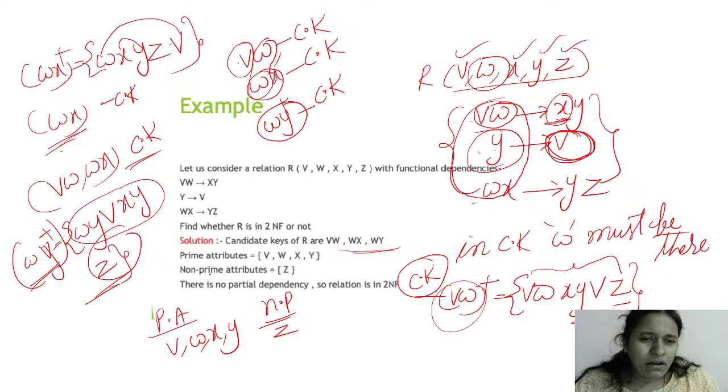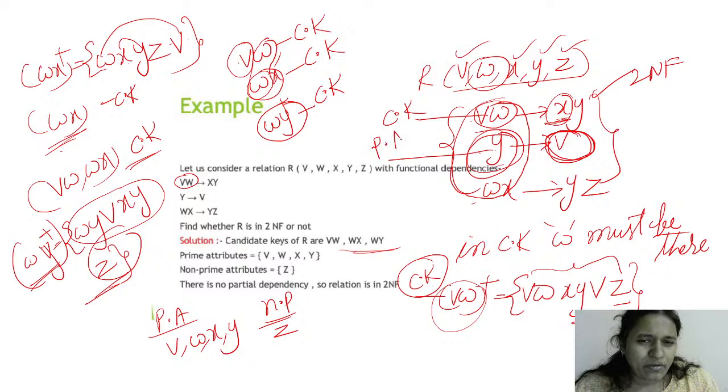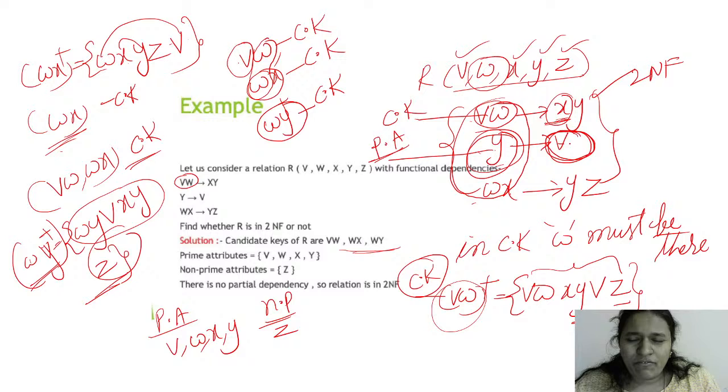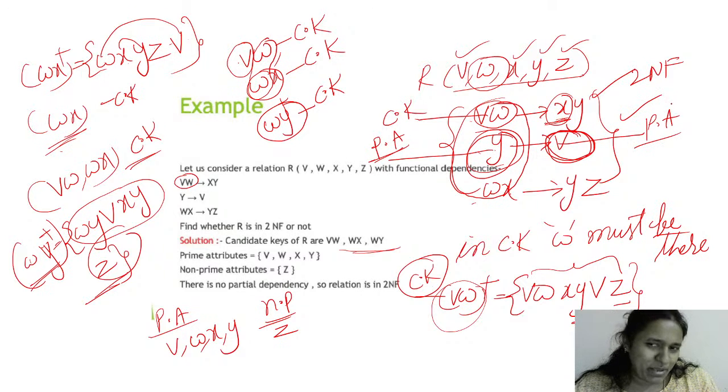Now we will check whether the given relation is in 2NF or not. Here VW is on the left side. VW is a candidate key, right? Then this is in 2NF. Y is what here? Y is a prime attribute. This is not a candidate key. And V is a candidate key here. V is also a prime attribute. There is no problem. If the right hand side is prime, then also it is in 2NF.